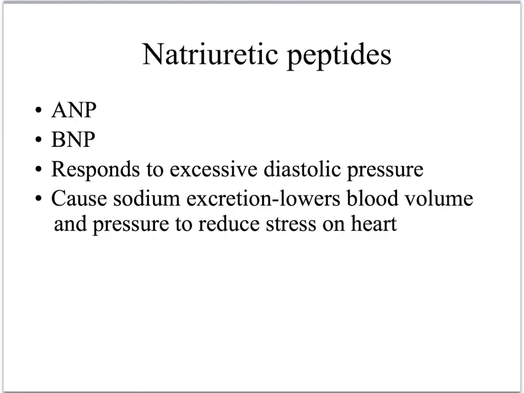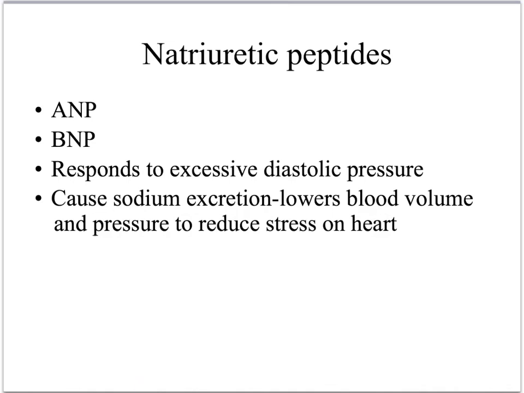The natriuretic peptides, remember I told you that natrium is Latin for sodium. Uresis means to urinate. So natriuretic means you're going to urinate out sodium, which means you're going to urinate out more water, which means you're going to lower your blood volume. So atrial and brain natriuretic peptides. You release these from the muscle of your right atrium because it's been stretched due to excessive blood return to the heart.